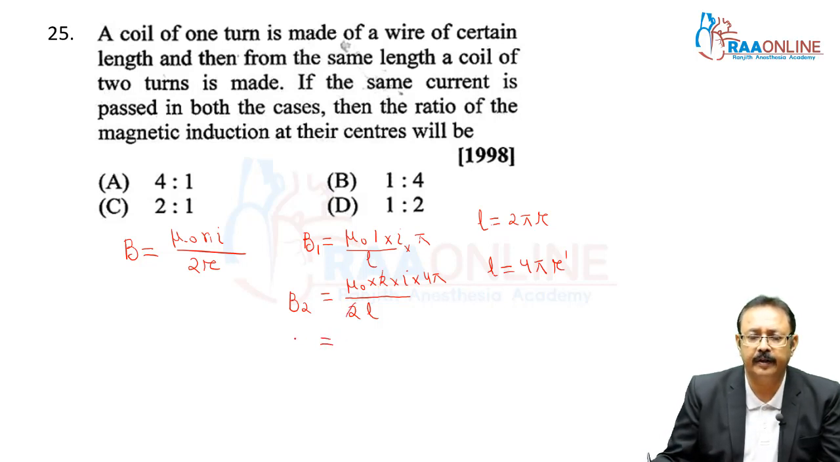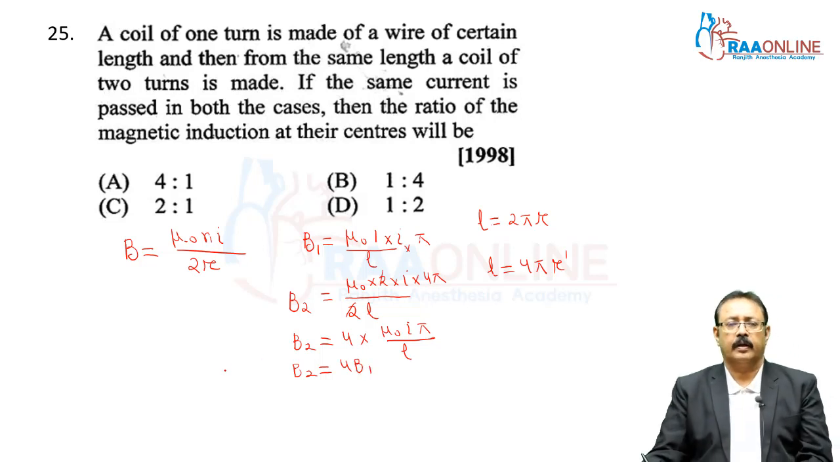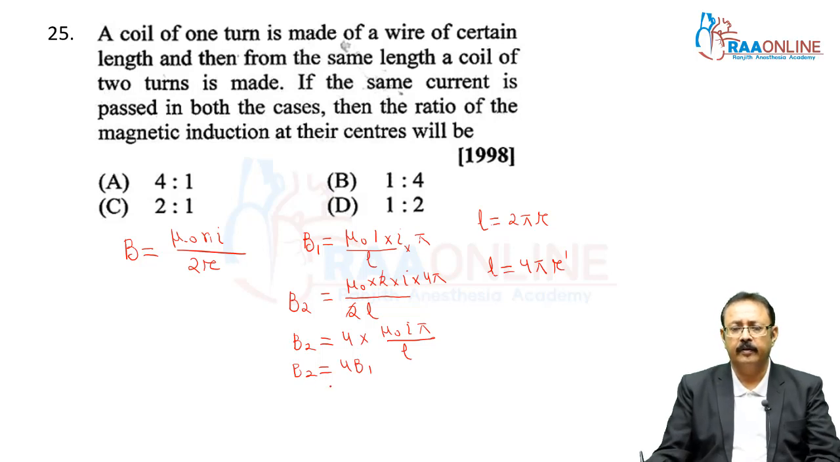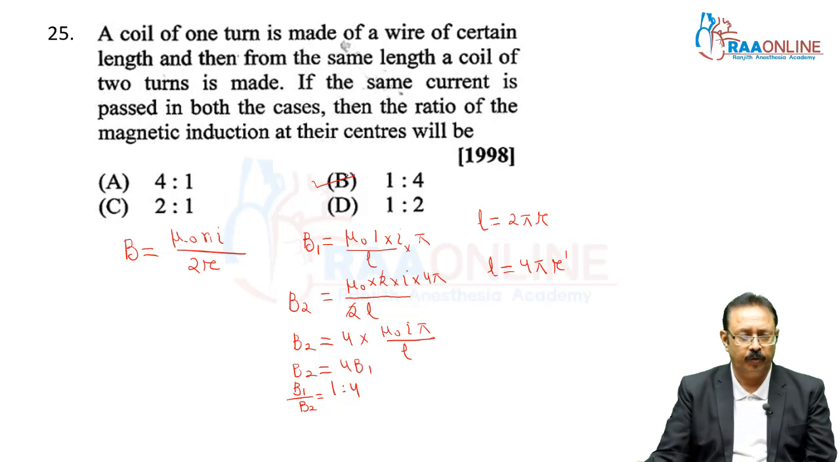What are we getting in B2? 4 times what you were getting in B1, mu naught I pi by L. So B2 is 4 times the B1. So it means the ratio of magnetic induction B1 by B2, first what we were getting and what now we are getting, is 1:4. So we will go with option B.